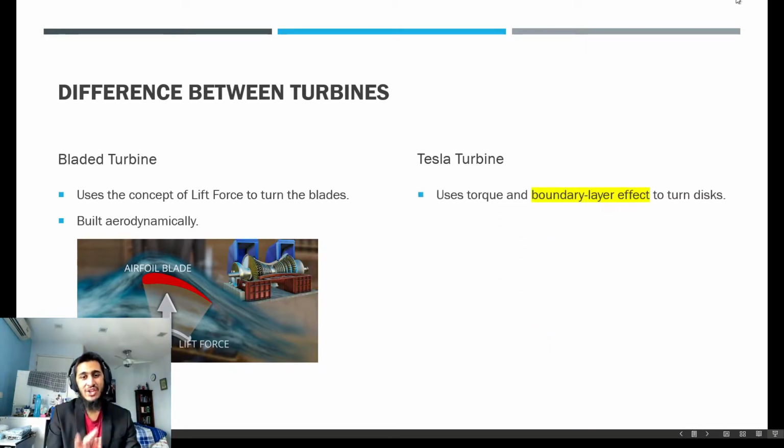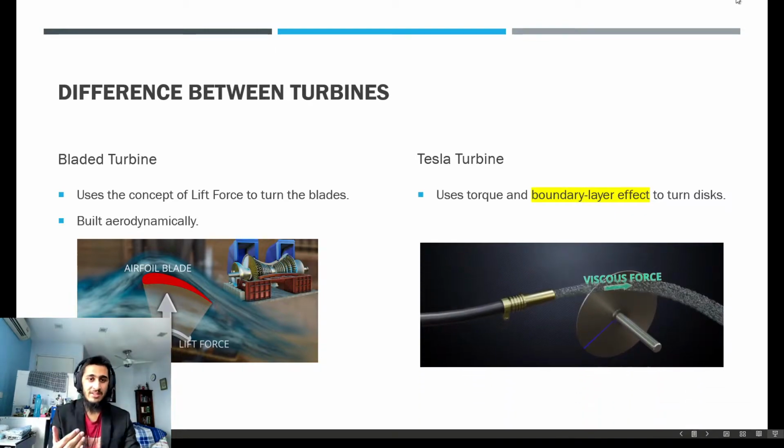Tesla turbines, on the other hand, use the concept of torque and what is known as the boundary layer effect to turn these disks. Another name for these turbines is actually the boundary layer turbine. So it's a fitting name. This image over here shows a very simple implementation of Tesla's turbine. Now you have a disk on an axis, and say you have a water hose where the stream of water is parallel to the tangent of the disk. This uses the concept of a viscous force to rotate these disks.